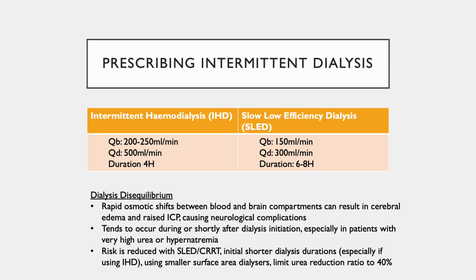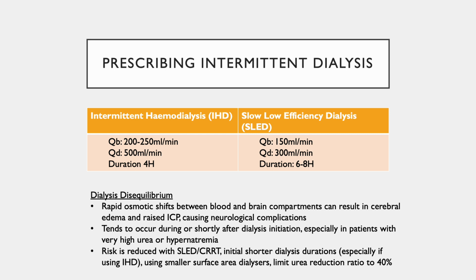This slide describes briefly some of the common settings we use in the prescription of intermittent dialysis. For intermittent hemodialysis, we usually set blood flow rates between about 200 to 250 mLs per minute, and dialysate flow rate is usually set at about 500 mLs per minute. And typically, it's conducted over a duration of about 4 hours. For slow, low efficiency dialysis, blood flow rate is usually set at about 150 mLs per minute, and the dialysate rate is at about 300 mLs per minute, and duration ranges anywhere between 6 to 8 hours.